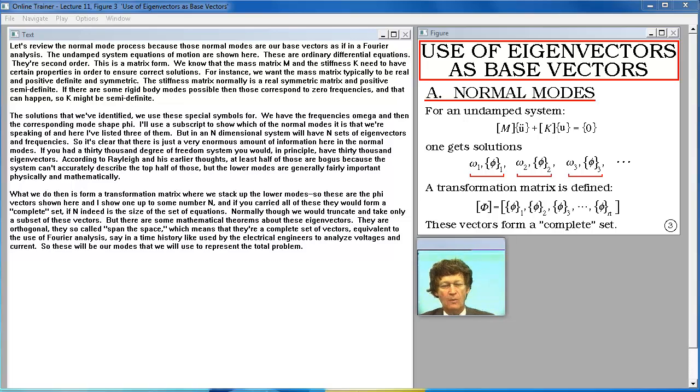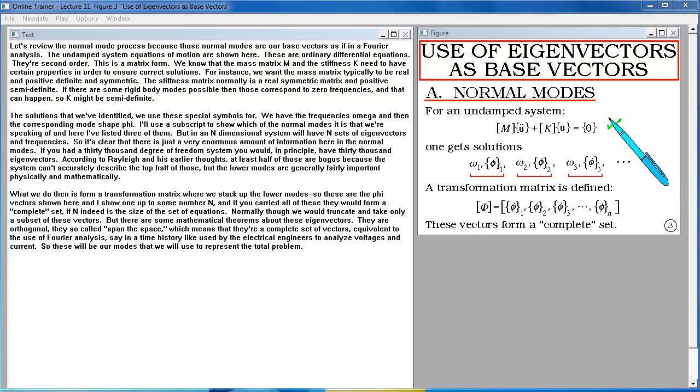Let's review the normal mode process because those normal modes are our base vectors, as if in a Fourier analysis. The undamped system equations of motion are shown here. These are ordinary differential equations. They're second order. This is a matrix form.